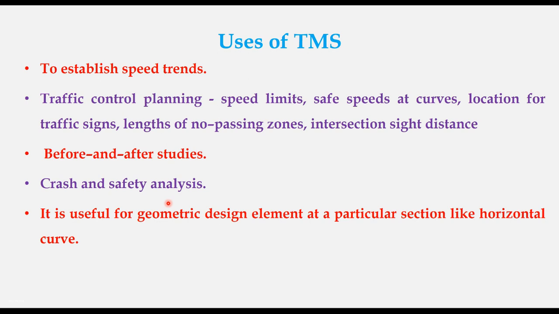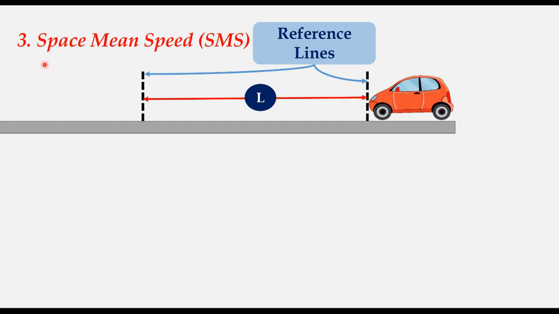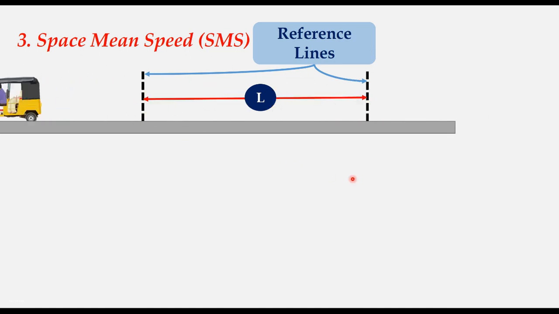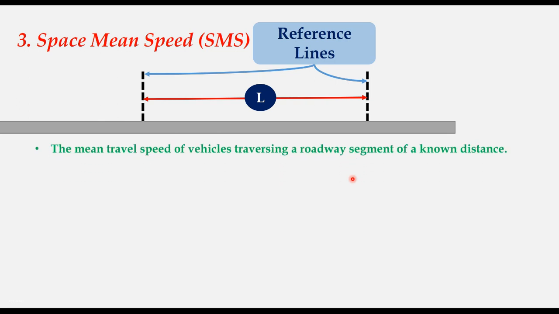Time mean speed is a point measurement, whereas space mean speed is a space measurement. In case of space mean speed, we mark a section of the road which is sufficiently large, of let us say length L, and we measure the time taken by each vehicle to traverse this distance like this. So we measure the time taken by individual vehicle, and then we take the average of the time, and the length of section divided by this average time, that is the space mean speed.